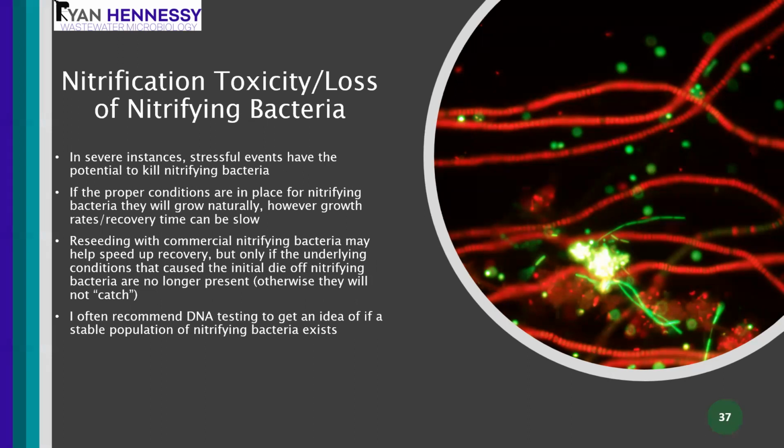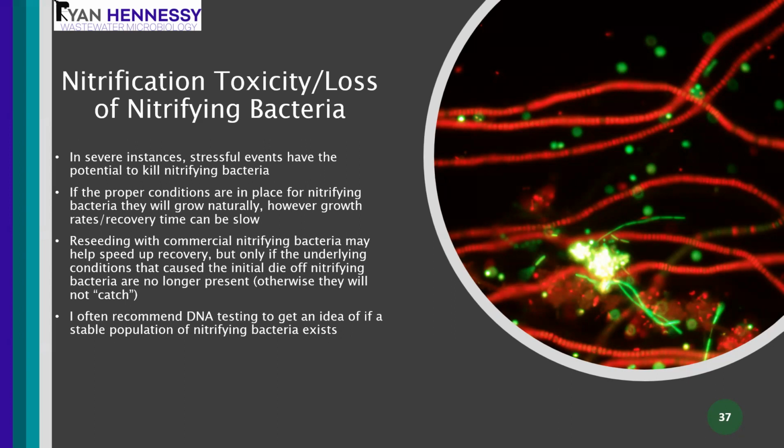In severe instances, stressful events have the potential to kill nitrifying bacteria. So this is showing an example of a viability stain. We use fluorescent microscopy in all microscopic evaluations. So we also get an idea of anything that's green is alive, and anything that fluoresces red would indicate dead or non-viable.